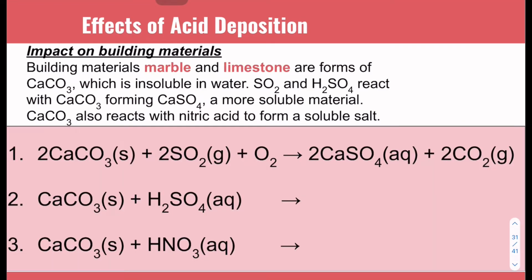So there is some impact on building materials. Some building materials are made of marble and limestone, and as we know, those are carbonates of calcium. And these carbonates of calcium are pretty insoluble in water. These dissolve very, very little in water. Okay? But if we react an acid with these carbonates, we form something called calcium sulfate, which is more soluble in water.